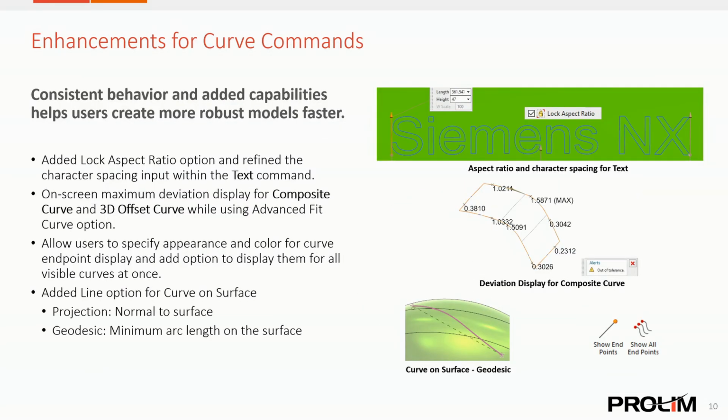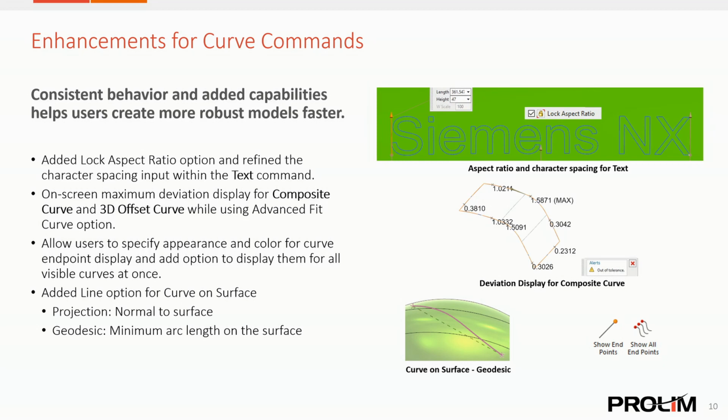Now, enhancements for curve commands. So there's a number of enhancements made here. Siemens came out with a number of quality of life improvements, is what I like to call these, for a lot of tools, as well as some new options that give the user a little bit more finite control over their curves. The text command specifically got some improvements to its ease of use, allowing you to lock some aspect ratios down and scale your text and text blocks more easily. The character spacings were also refined, so you now have a little bit more accurate control over spacing between individual characters or sections of characters.